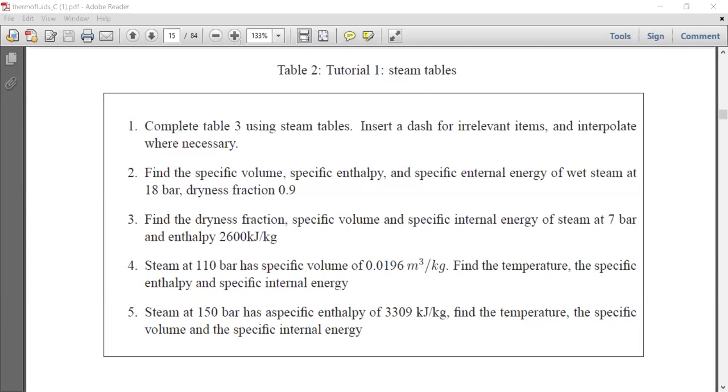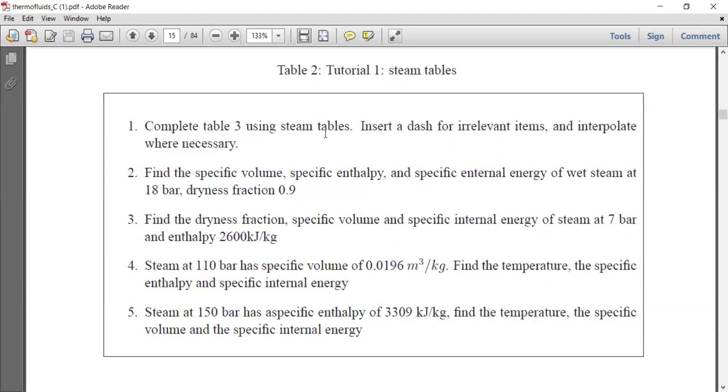Tutorial 1 is about steam tables. I got this from your note. Complete table 3 using steam tables. Insert a dash for irrelevant items and interpolate where necessary. Okay. Since you have the notes, you can do it.